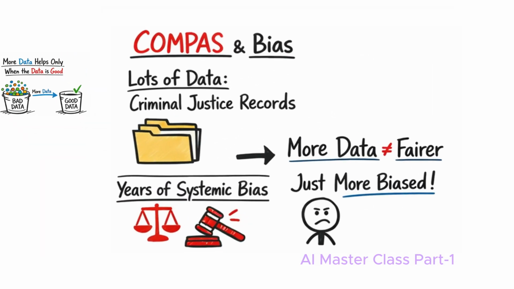COMPAS had plenty of data, years and years of criminal justice records. But that data carried decades of systematic bias baked into it. More data didn't make it fairer, it made it more confident in its unfairness.